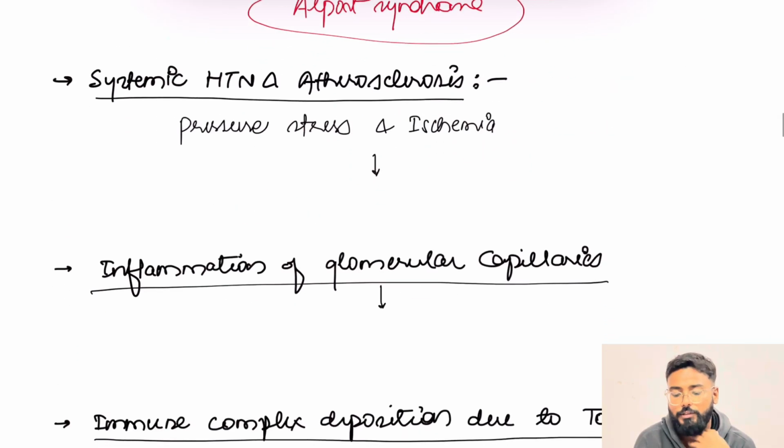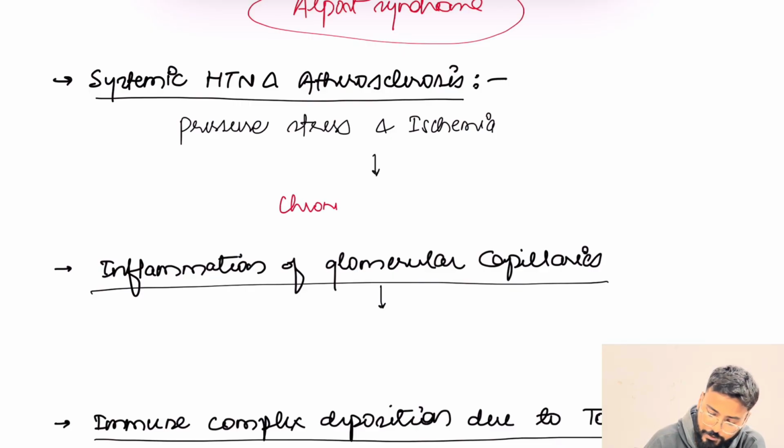Now, how are systemic hypertension and atherosclerosis going to affect the glomerular function? This is going to induce pressure stress, and when there is atherosclerosis, the blood flow is going to get reduced. That is going to lead to ischemia. So this in turn is going to cause your chronic glomerulosclerosis.